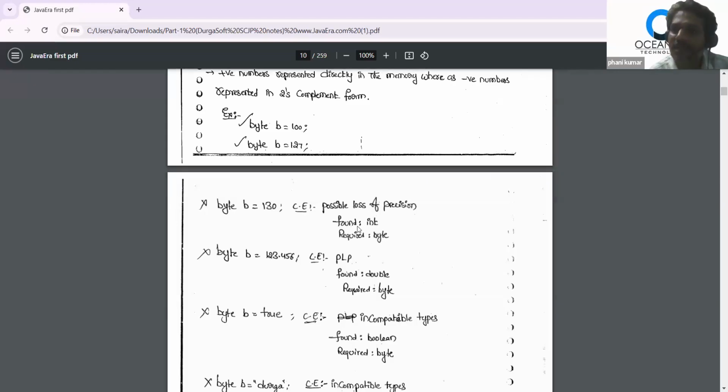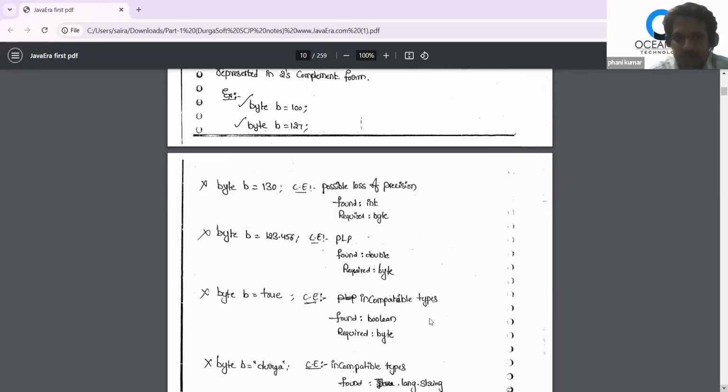That's called a compile time error. That's called a possible loss of precision. Clearly. And the second one, byte b equal to 123.456. The next value I am assigning. But byte is a numerical type, and 123.456 is a float type of value. I am assigning float values to byte variables. If I am assigning some float value to a byte variable, again the system generates the error that is called PLP, possible loss of precision.